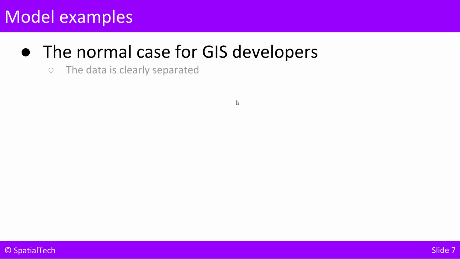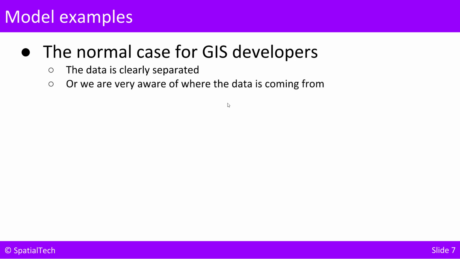So the normal case for a GIS developer: the data, when we work with it, is clearly separated. The data is in a file geodatabase or an enterprise geodatabase. We're kind of aware that the data is coming from somewhere, a shapefile, a CAD file. That's the data, the model. Now we might stack models on top of models, take that shapefile, that GeoPackage from the OGC, that CAD file, and abstract it as a REST service. But that's still a model. That's just a different way to represent the data.